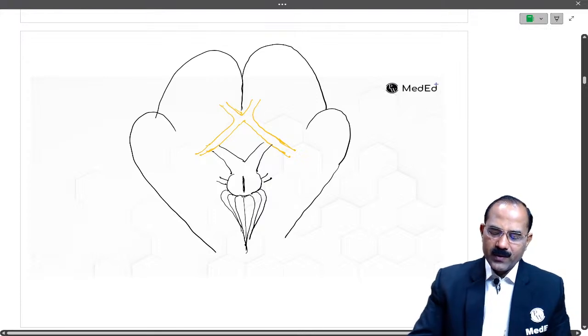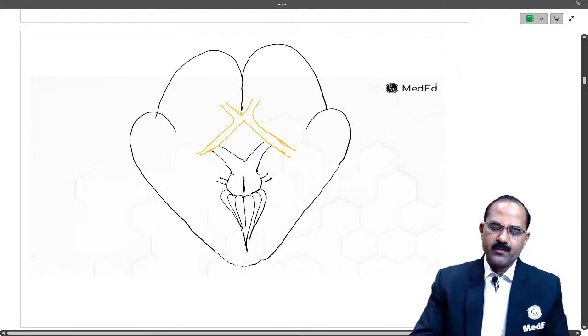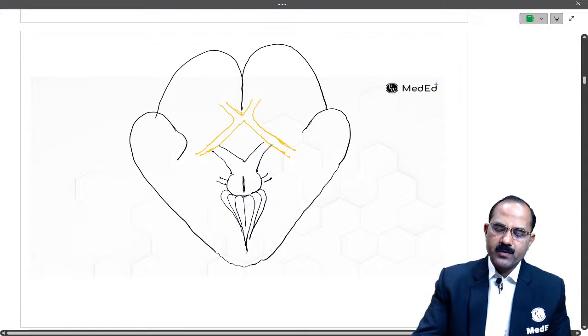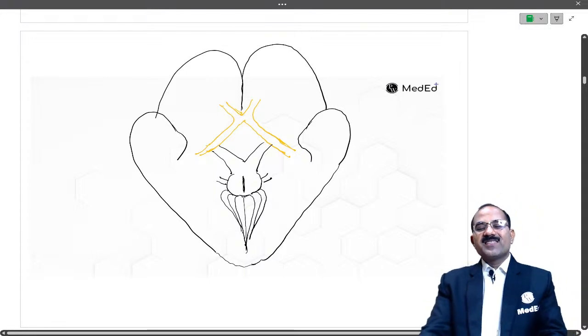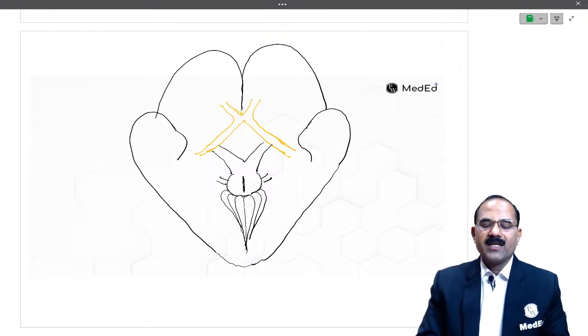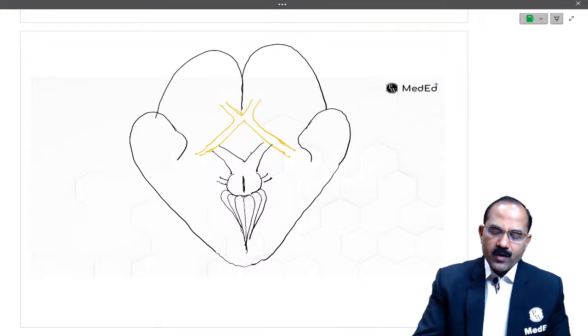Hey, hello, look how beautiful. My God, this is beautiful. Tell me, what is this view? Where are we looking at this from? This is the inferior surface of the brain, right? Inferior surface of the brain. And look, what have I drawn for you?